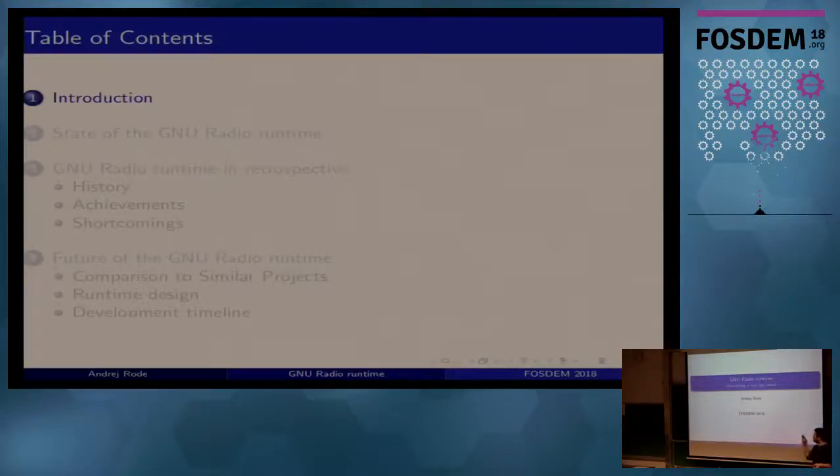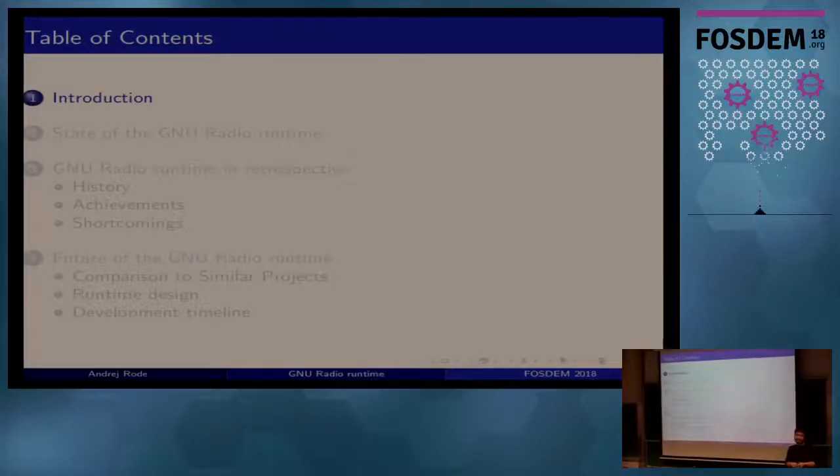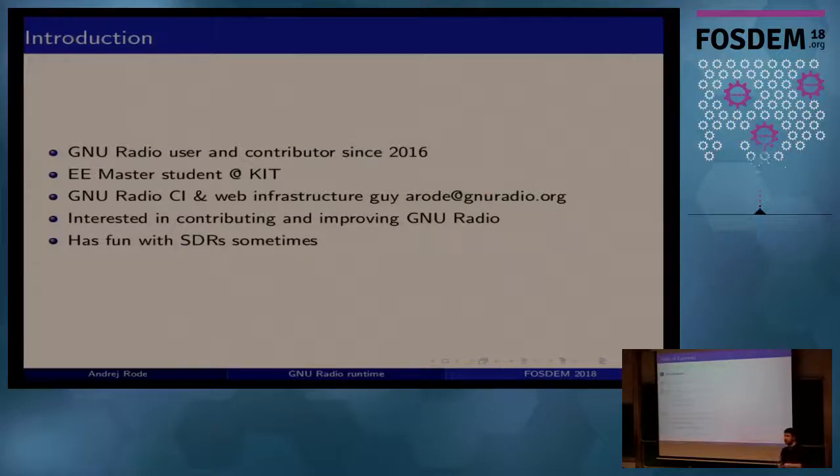So, my name is Andrej Rode. I will first talk about the actual state of the GNU Radio runtime, so for the upcoming release of GNU Radio 3.8, what are the new features, or are there any? Also, I will talk about the GNU Radio runtime in retrospective, so what features did the previous developers add to the runtime and how did that come out in the end? And also the new stuff, so the future of the GNU Radio runtime. I talked with at least Marcus and Basti, so we had some thoughts on what we can do to improve the whole situation, to make things faster or to improve on other optimization goals.